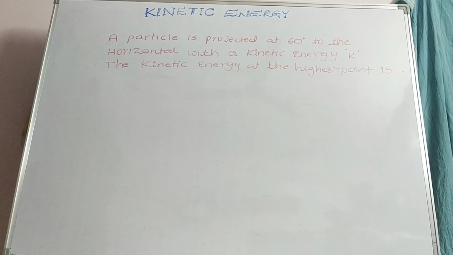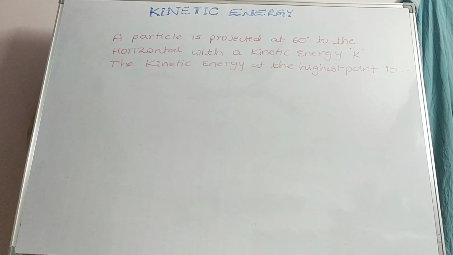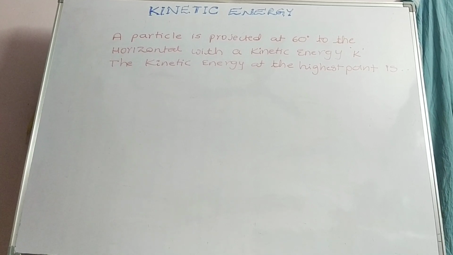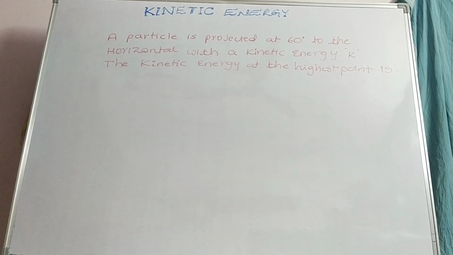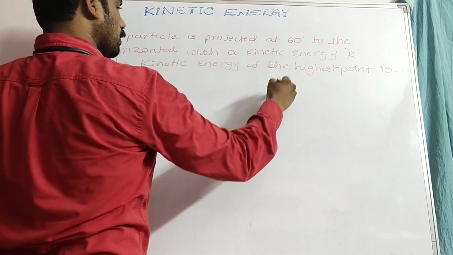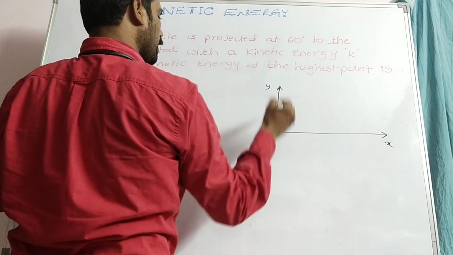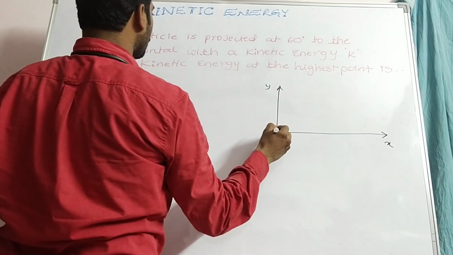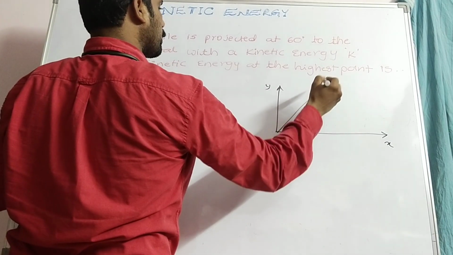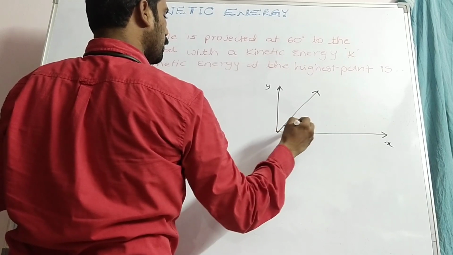Now, a particle is projected at 60 degrees to the horizontal with a kinetic energy K. The kinetic energy at the highest point is? A particle is projected at 60 degrees to the horizontal. See here, let us consider a plane, say x-axis, y-axis. Now a particle is projected with a 60 degree angle to the horizontal.